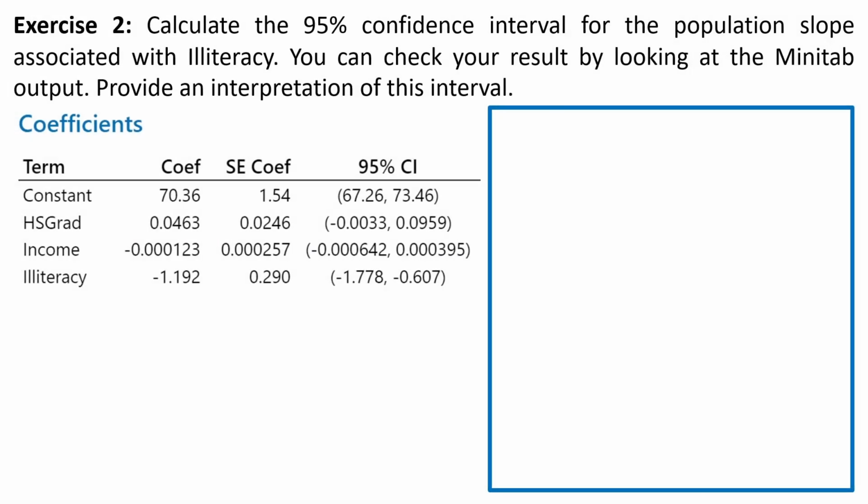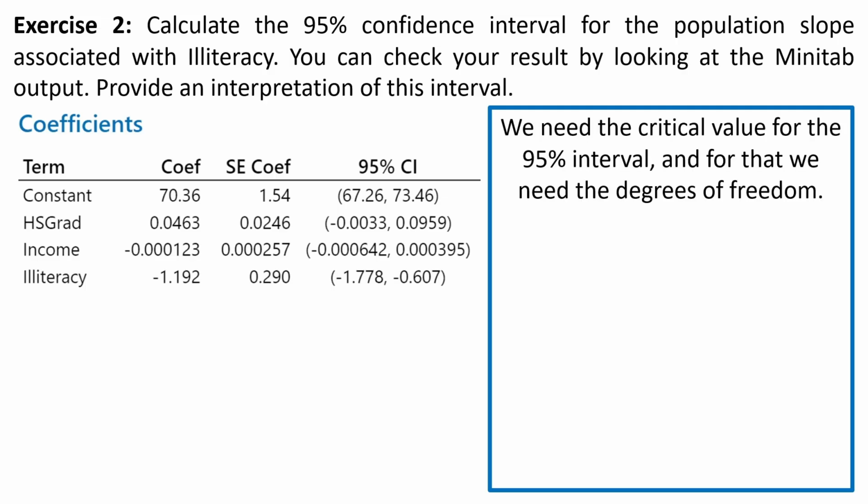Next, we're going to calculate the 95% confidence interval for the population slope associated with illiteracy. And then we can check our answer by looking at this table. Now, before we do that, we need to know the degrees of freedom because, of course, for a confidence interval, we're going to need a critical value from a t-table. To get that, we need the degrees of freedom.